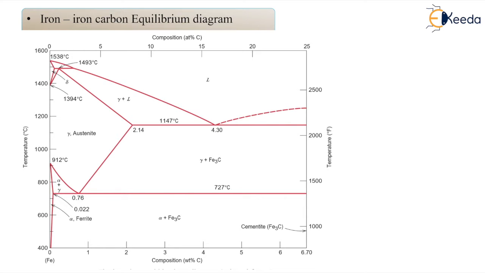In this video we are going to see some important definitions about this diagram. Basic definitions: what are the various phases that we are having in this diagram, what are the various temperatures. And in coming videos we will have a detailed discussion about the various transformations that we have here, that is the eutectic transformation, the peritectic transformation, and very importantly, dear students, the eutectoid transformation.